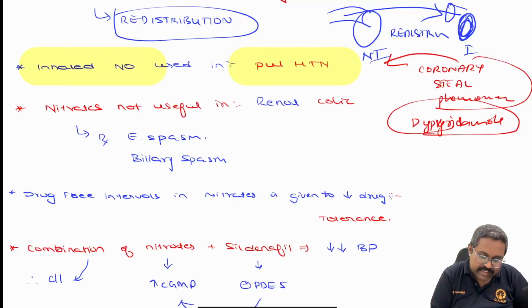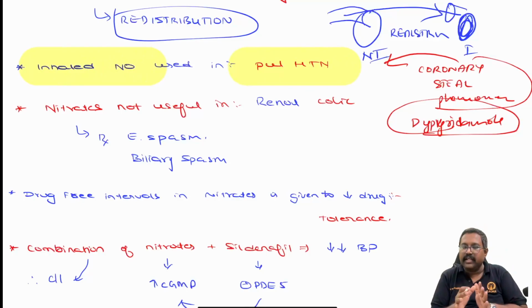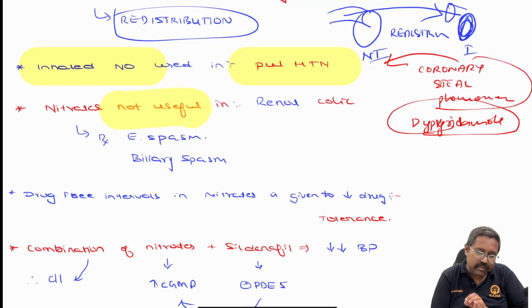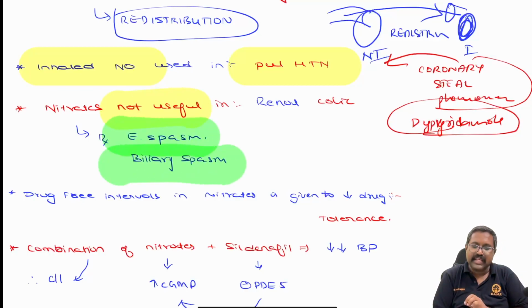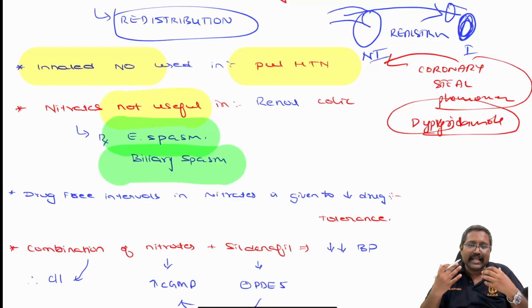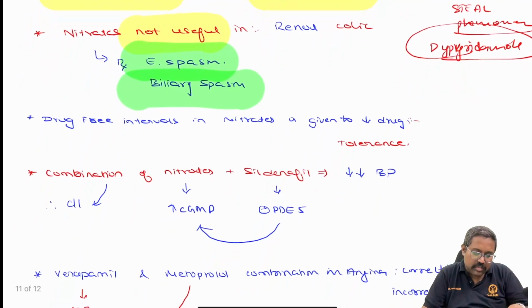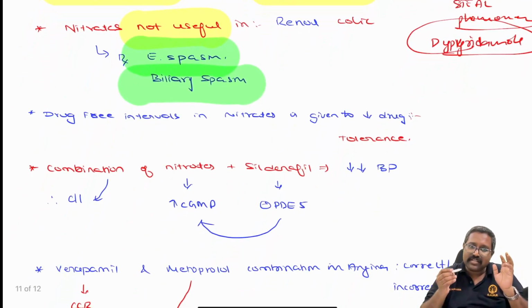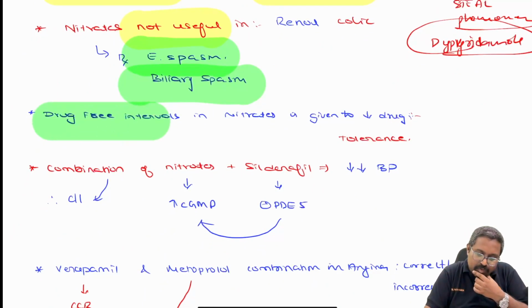So next is nitrates. Whether nitrates are useful in renal colic? No. Nitrates are not useful in renal colic. They can be used for the esophageal spasm and the biliary spasm. These nitrates are not going to relax the ureter smooth muscles. So that's why they are not useful in renal colic. So why do you need to provide a drug-free interval in case of nitrates? The drug-free interval is provided to prevent tolerance.